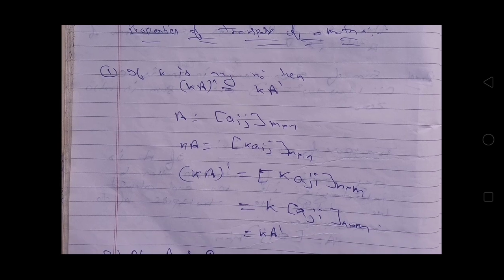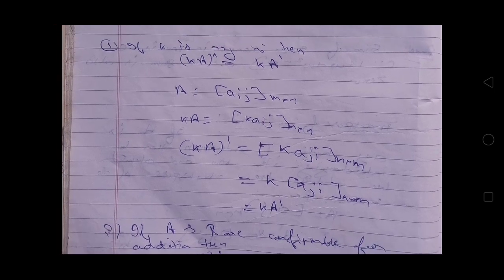If K is any number, then transpose of K A will be equal to K into A transpose, where A is a matrix. Now A is some matrix of order m cross n whose entries are like a_ij, and K A is a matrix of order m cross n whose entries are like K a_ij. Now transpose of K A will be equal to some matrix of order n cross m whose entries are like K a_ji, which will be equal to K into a matrix of order n cross m whose entries are like a_ji. So it will be equal to K into A dash.